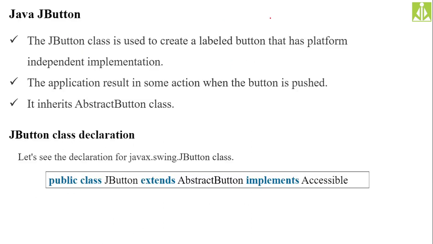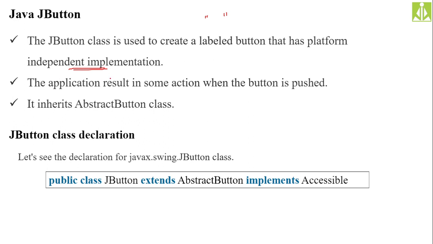So we will discuss first the important component from the swing package, that is the JButton class. Using this JButton we are going to get a button on the frame in your application. The JButton class is used to create a labeled button, and that label we can pass as a parameter to the constructor of JButton. It is a labeled button that has a platform independent implementation, so unlike your AWT button, this swing button is platform independent.